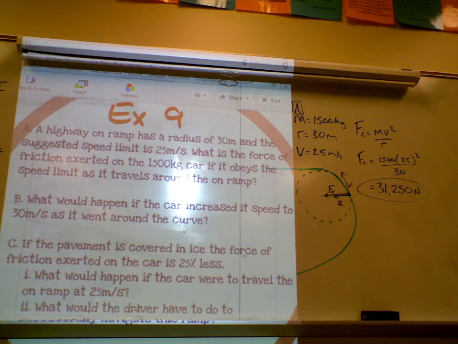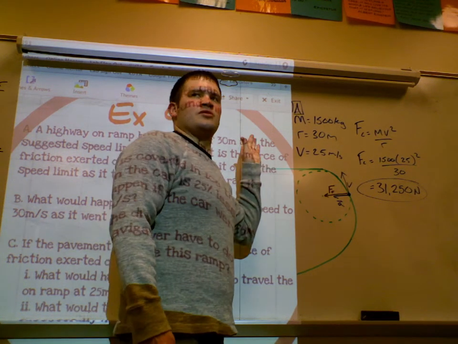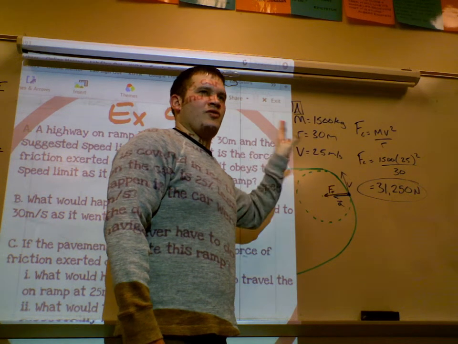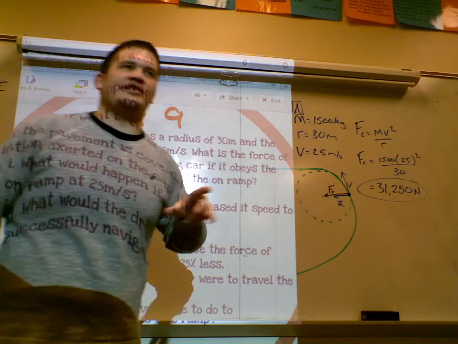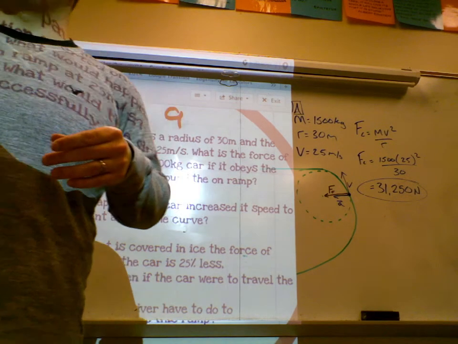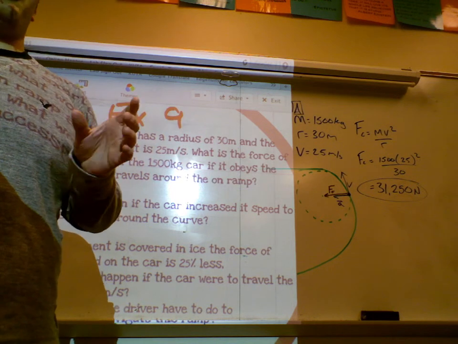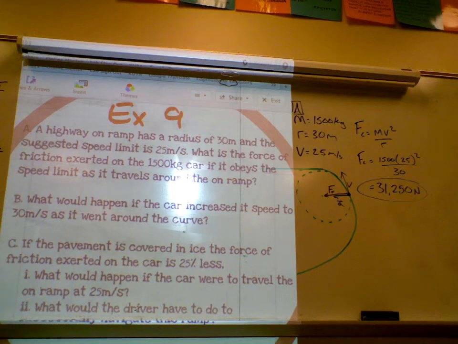Okay. So, B, what would happen if the car increased its speed to 30 meters per second? So now we can move on. We know the force of friction is 31,250. Now, do you think that's the maximum force of friction needed to sustain this turn? Nope. You think the highway safety people would do that to you? The velocity they post on the sign, you think that's the maximum velocity you can have going around the turn and still make it? I'm not trying to challenge you, I'm just asking a question. I think you can go. Okay, you can probably go a little bit more, can't you? Okay, but let's for a moment assume it's icy or wet.